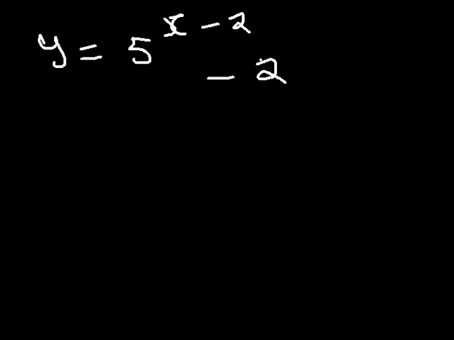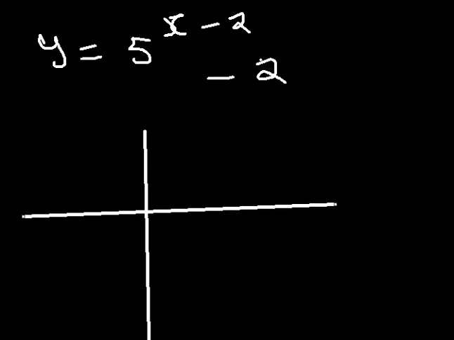Now how about if we have this? Let's say we have y is equal to 5 to the power x minus 2, and minus, let's say, 2 as well. So now the principle remains the same. This is a typical exponential function, where the graph is translated along x about 2 steps to the right, and also y about 2 steps down.